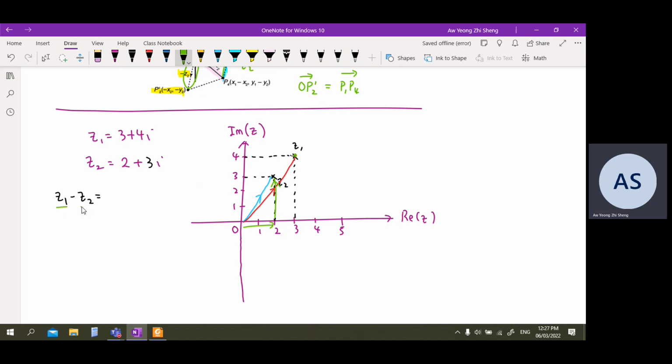Since I want to take Z1 minus Z2, I will start from the ending point of my red color vector. I travel 2 units to the left and 3 units down. It will end up here at the point 1, 1. My diagram is not very accurate, but I hope you can see the idea here.